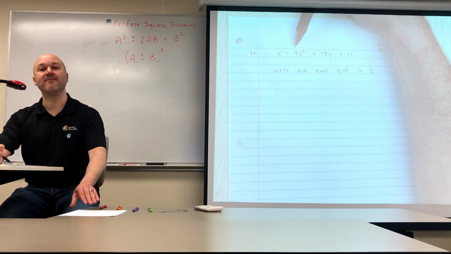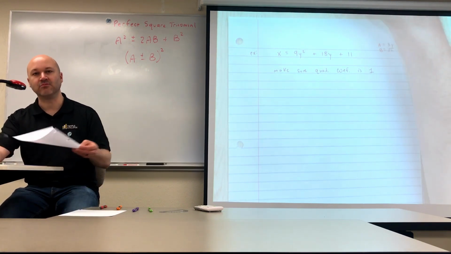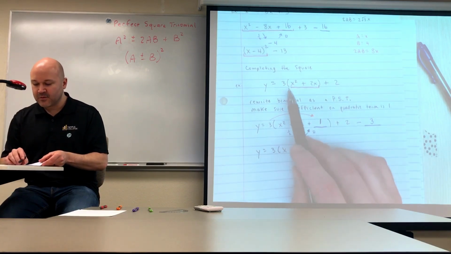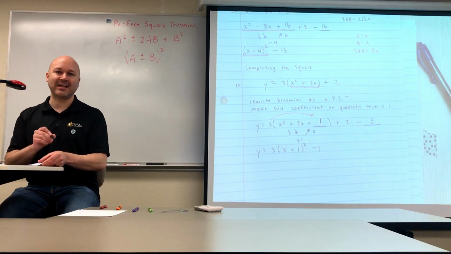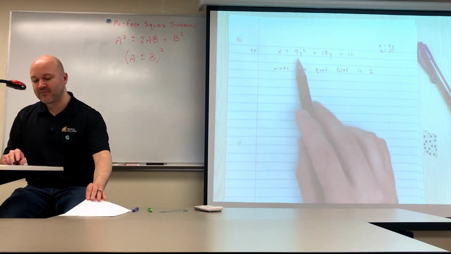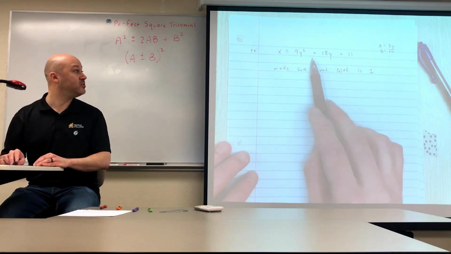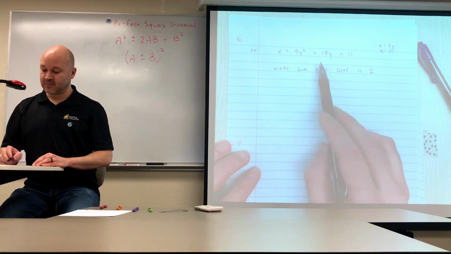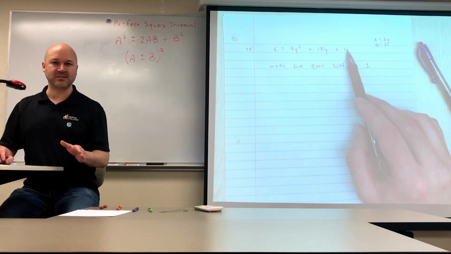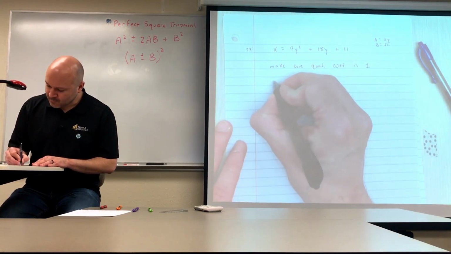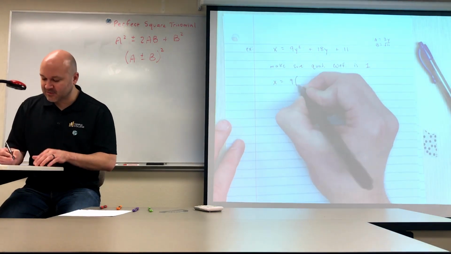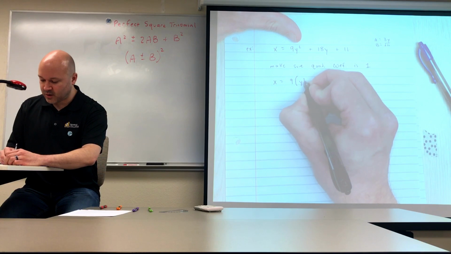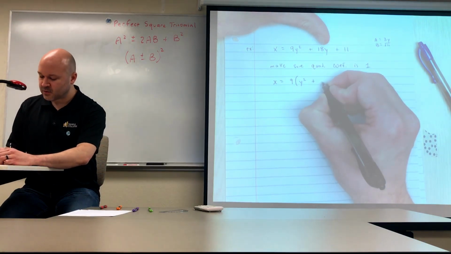That 9 needs to be factored out. I need to pull it out. Like in the previous example, the 3 had been factored from these two terms. I'm going to do exactly that same process. I'm going to factor 9 from the two terms with the y variable. I'm ignoring the constant 11. So I'm going to factor the 9 out. That leaves me with 1y squared plus 2y.